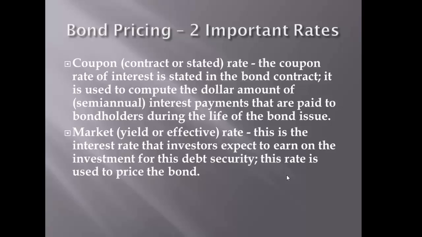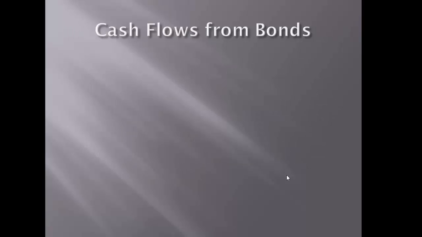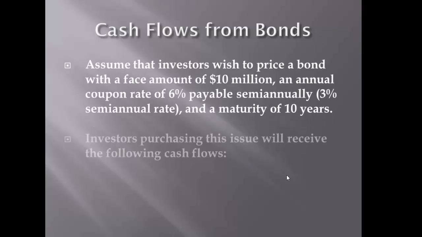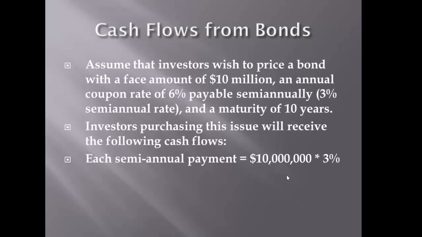Now, let's analyze an example of cash flows from the issuance of a bond. Assume that investors wish to price a bond with a face amount of 10 million, an annual coupon rate of 6%, and payment of interest is semi-annual. Now, what this means is that for each interest payment, the applicable rate will be 3%.